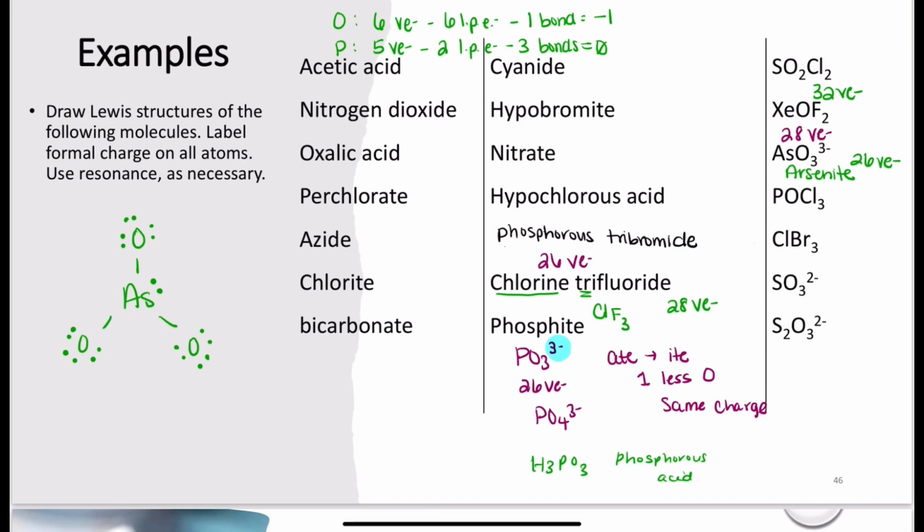Now at this point, I've done this enough times to recognize that when oxygen has 6 lone pair electrons and one bond, it has a -1 charge. Arsenic, like phosphorus, has 5 valence electrons, 2 lone pair electrons, and 3 bonds, so overall it is a 0 charge. Adding this up, -1 plus -1 plus -1 gives me that -3 charge of the arsenite ion. This is the complete Lewis structure of arsenite.